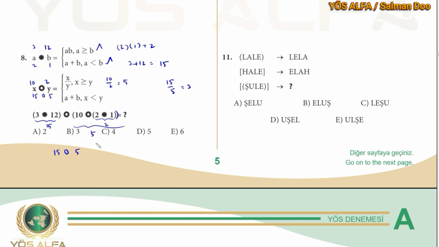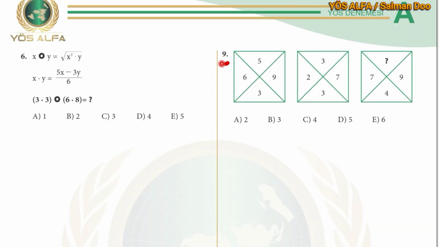Which is 3. So the answer is B. The number figure relation problem. The multiplication of the top and bottom is equal to the summation of left and right. So here 2 plus 7 is 9, and 3 times 3 is also 9.